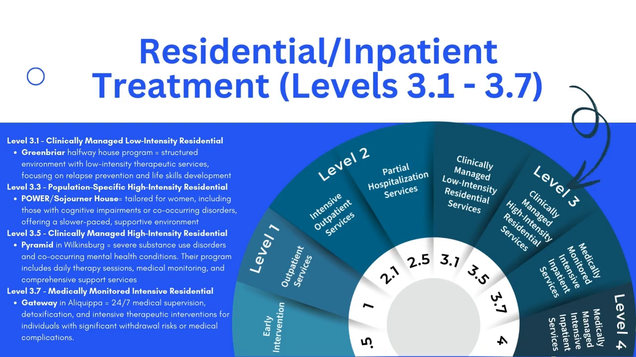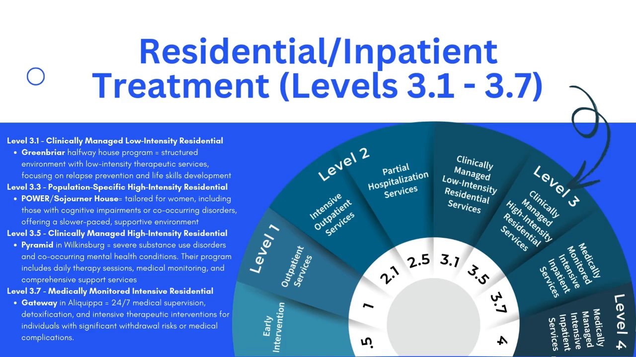An example of this program would be the Pyramid Healthcare in Pittsburgh. They have a residential treatment center in Wilkinsburg. And Pyramid Healthcare offers high-intensity residential treatment for individuals with severe substance use disorders and co-occurring mental health conditions. Their program includes daily therapy sessions, medical monitoring, and comprehensive support services, and it's about 28 days long.